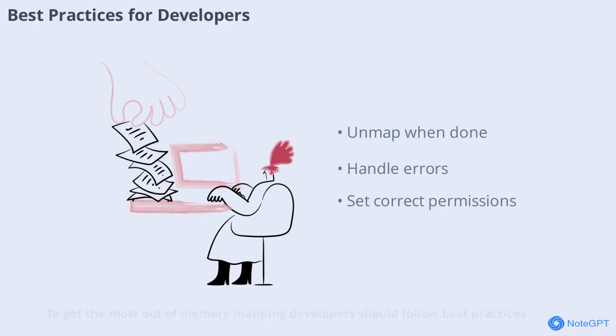To get the most out of memory mapping, developers should follow best practices. This includes unmapping memory regions when they're no longer needed, handling errors properly, and setting appropriate permissions. By following these guidelines, developers can maximize performance and reliability while minimizing risks.